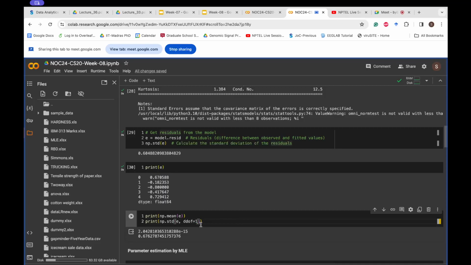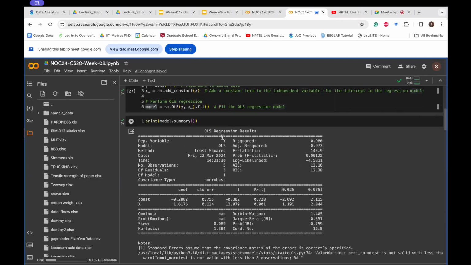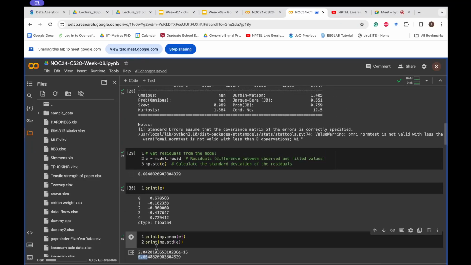So that's the way you can compute sample standard deviation. But let us just see, assuming it is a population data. Here you can see that the mean is very close to 0, e to the power minus 15, so it is like 0.000 and so on, and it has a certain standard deviation of 0.6. So it is okay to fit linear regression in this case, because the error terms meet the assumptions that the mean is 0 and the standard deviation is some positive value.